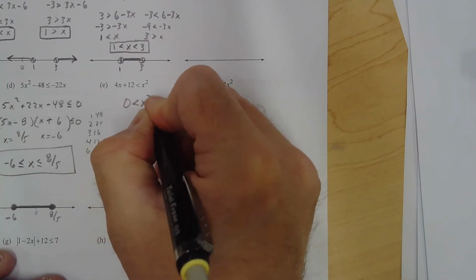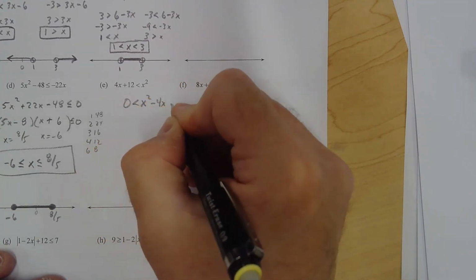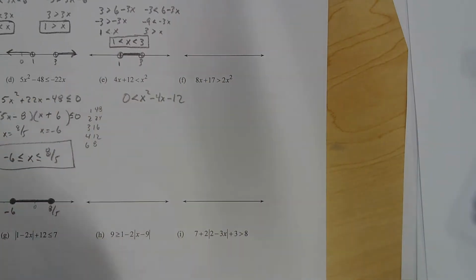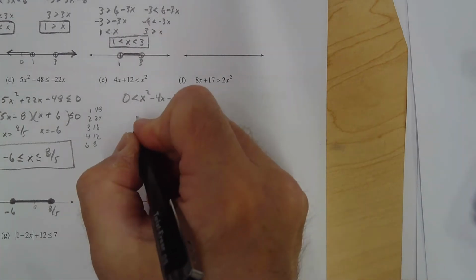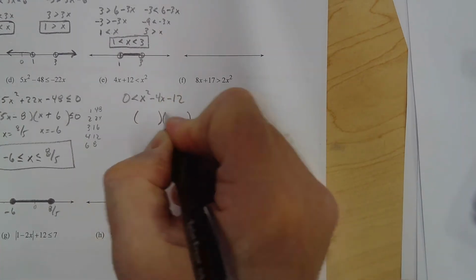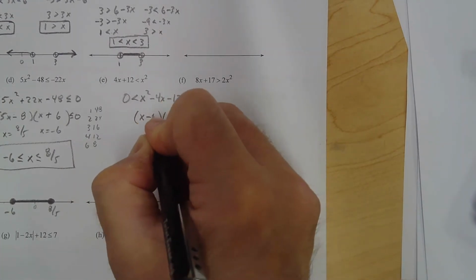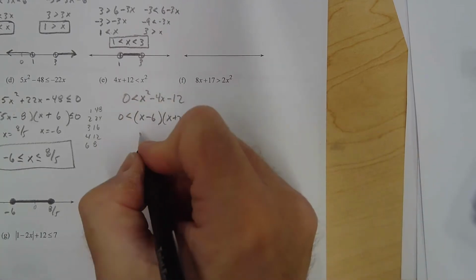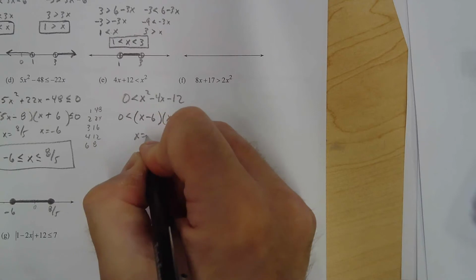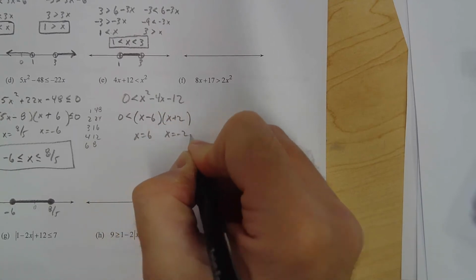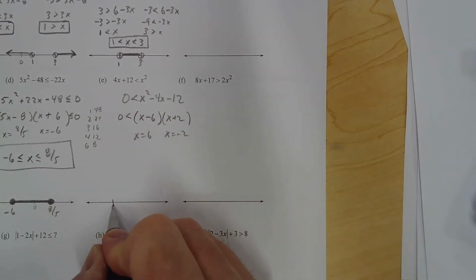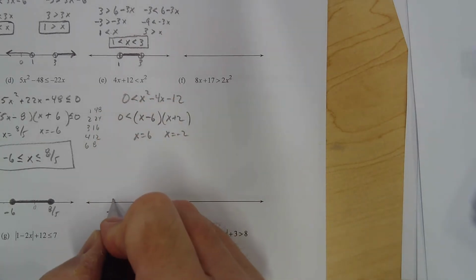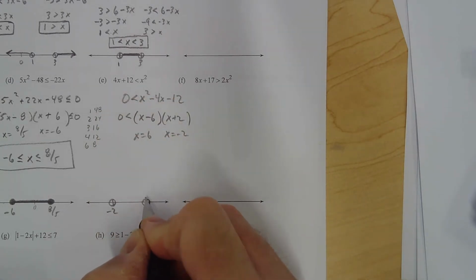Moving everything over. Subtract 4x from both sides and subtract 12. We got to factor that. All right, so we factor this guy here. X minus 6, x plus 2. So we're looking at the x value of 6 and the x value of -2. Those are the values that go on our number line, -2 and 6. We're looking at open circles at those locations.